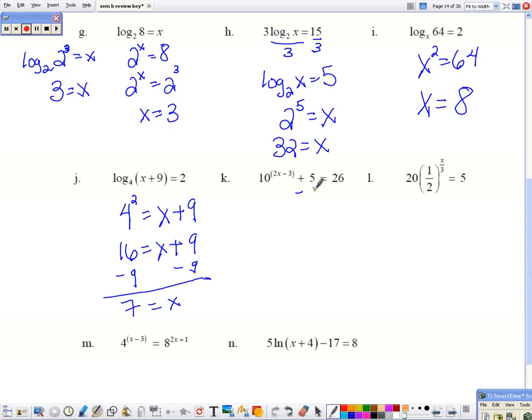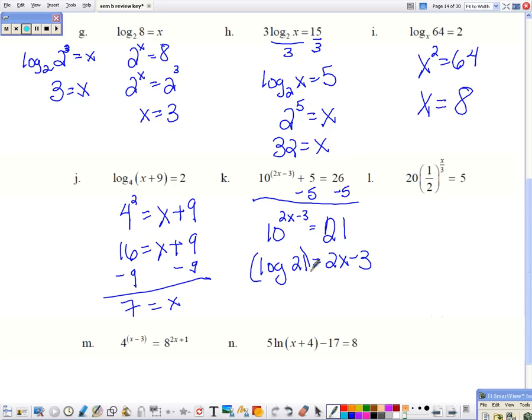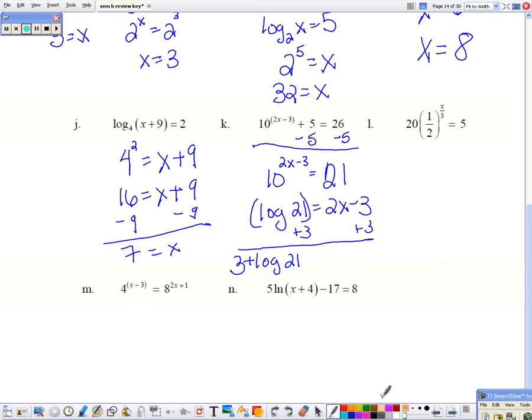So for K, first I have to move the 5 over. So then we can't make those the same base, so I'm going to change it to log form. And log of 21 is a number by itself. So when I add 3 over, that gives me log of 21 plus 3. I'm going to write it in the front so that way I don't accidentally add 21 and 3. You cannot do that.